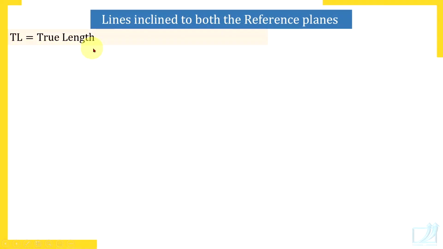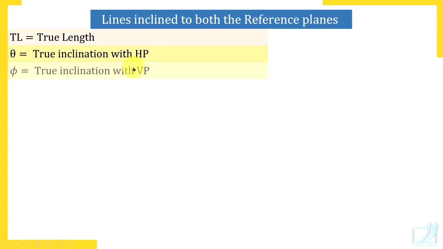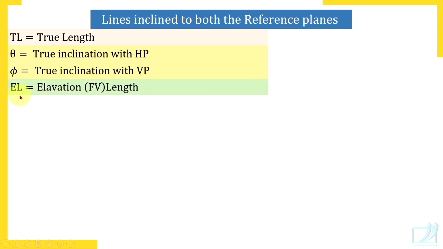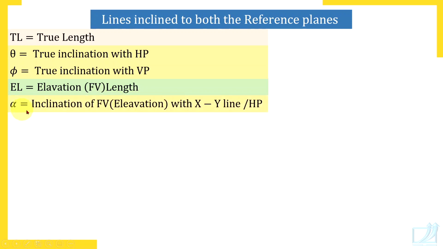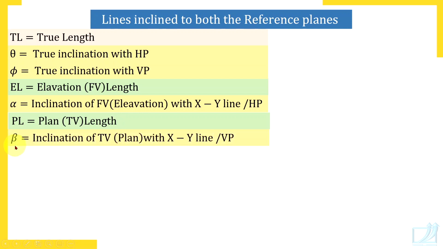TL, that is true length of the line. Theta, that is true inclination of line with HP. Phi, that is true inclination of line with VP. EL, elevation, that is front view length of the line. Alpha, that is inclination of front view of line with XY line or with HP. PL, that is plan length, that is length of top view of the line. Beta is inclination of top view with XY line. And DBEP, that is distance between end projectors.